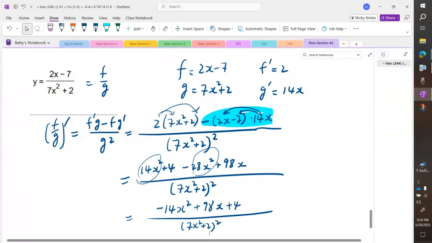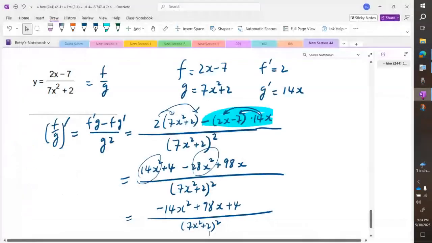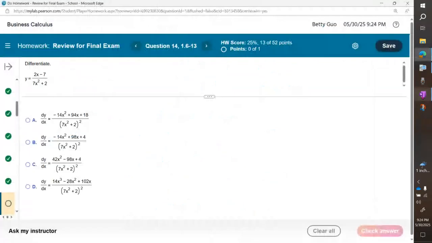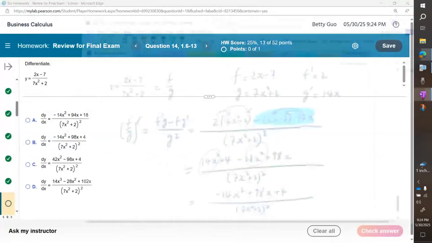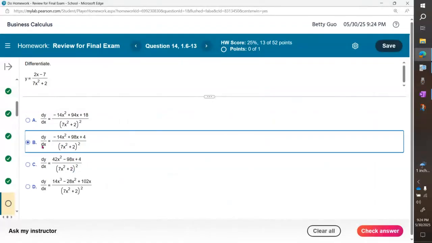So this is a multiple choice question. Let's see. Do we have an answer choice that gives the same answer? Negative 14x squared, 98x plus 4. This one. B.